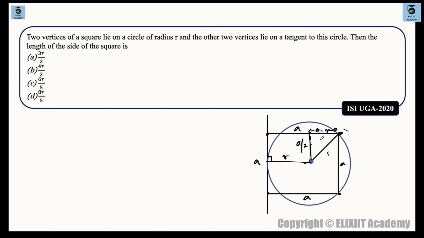So now what we can do, we can simply use the Pythagoras theorem to find out the relation in terms of sides. क्योंकि side length हमने क्या लिया है? Side length is a. We have to find a in terms of r, which we can find from here itself. क्या बोलते हो? From the Pythagoras theorem, basically r square is equal to a square by 4 plus (a minus r) square.